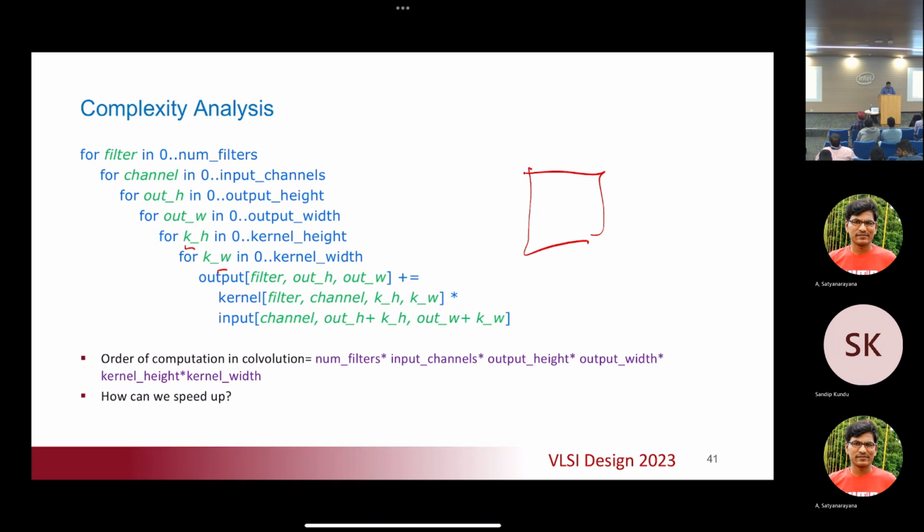The order of the computation of convolution is number of filters times number of input channels times output height times output width times kernel height times kernel width. This is a calculation that we just did. As you can see, these loops just blow up. I also said that in AlexNet, he was generously using big filters. Of course, big filters will give you a better quality result. But then when you went into MobileNet, for example, in Google, they're using really small filters. And why?